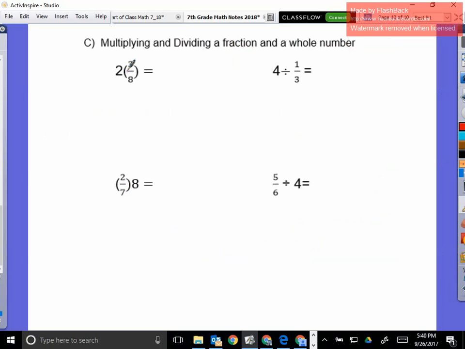Okay, so I got some examples here. Here's our multiplication over here on this side, and here's our division over here on this side. Okay, so let's go ahead and work these out. It's not a problem here, guys.